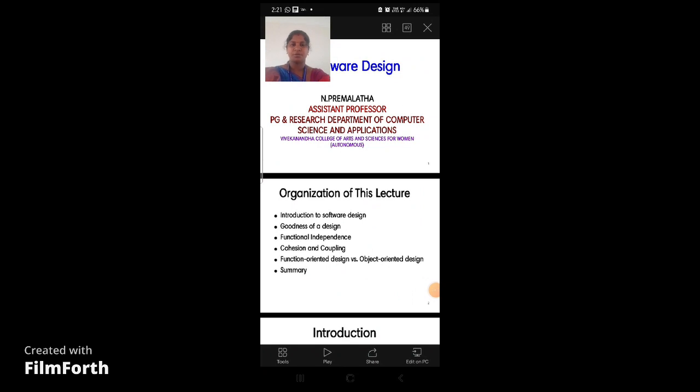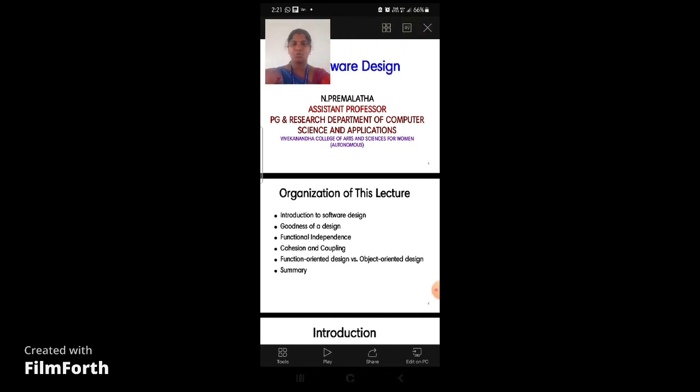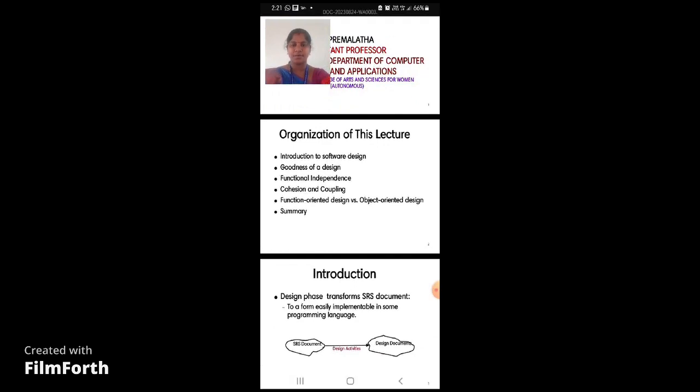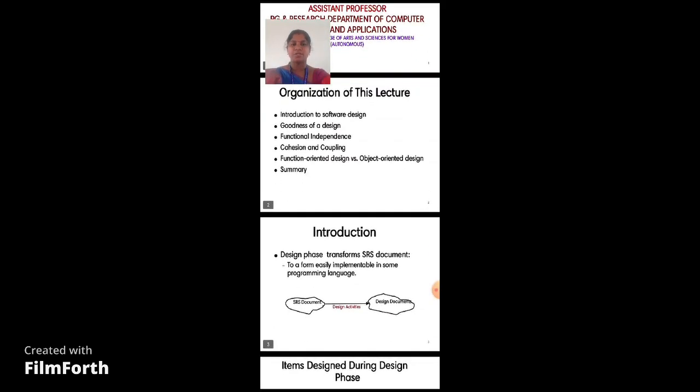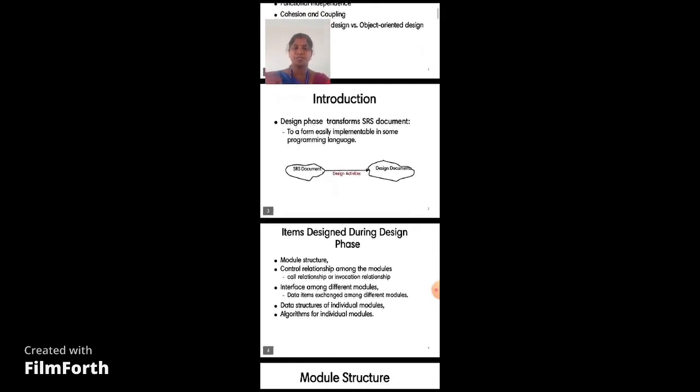Now I am going to take the topic of software design. In this software design, we have to know the basics of software design in depth in software engineering. Regarding this, we have to know about the goodness of software design, fundamental independence, cohesion and coupling, and function-oriented design versus object-oriented design. First of all, we have to know about software design.